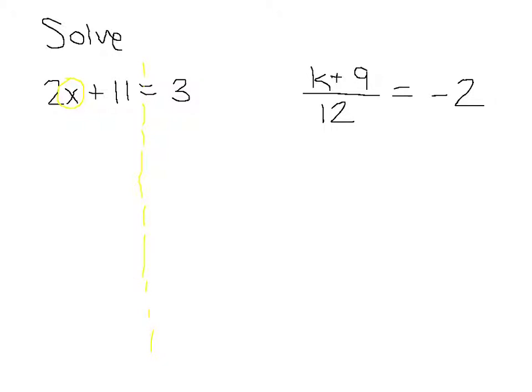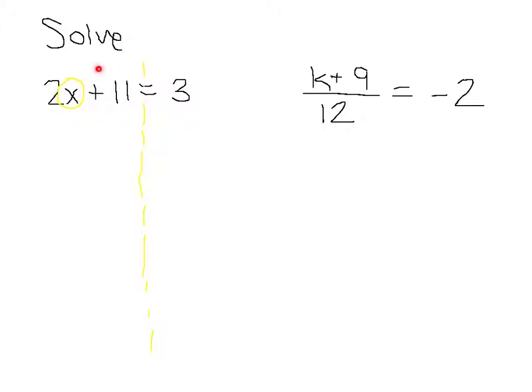Now the question is, what do I mean by start from the outside and work my way in? Well, here's what I mean. My variable is on my left-hand side. So I want to start by moving what's farthest away on that same side to the other side. So if my x is here, I'm not going to do anything with the 2 yet. I'm going to start from farther away because there's a plus 11 here.